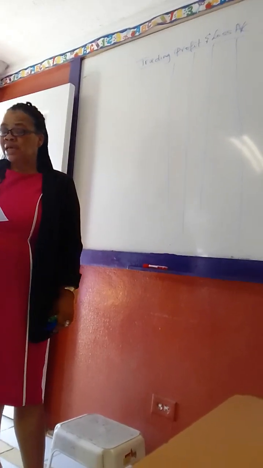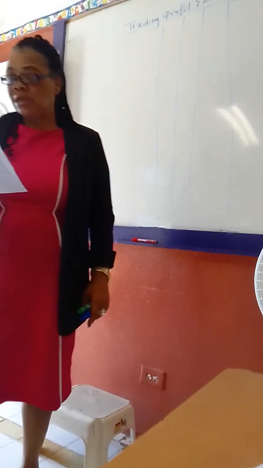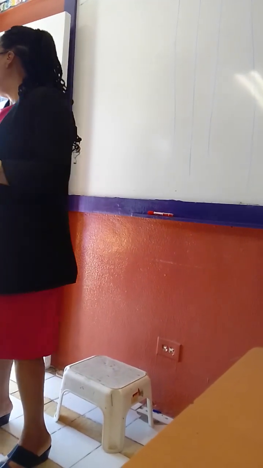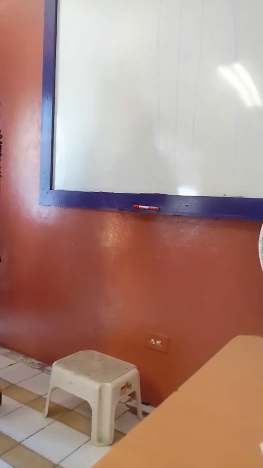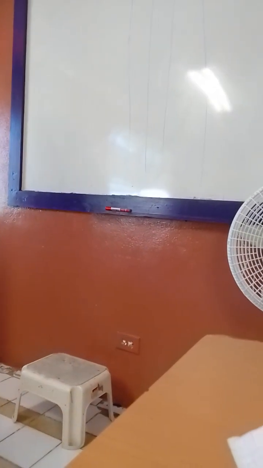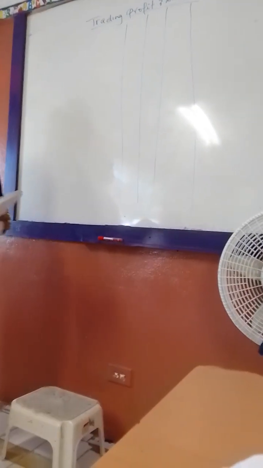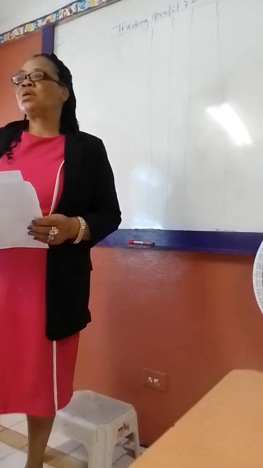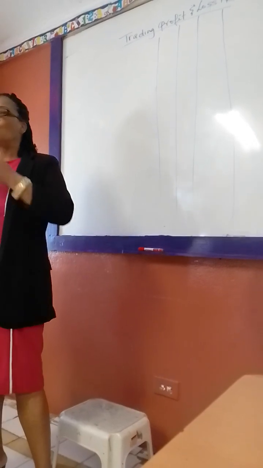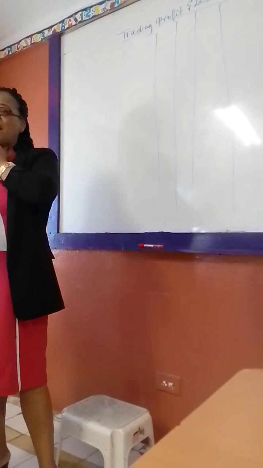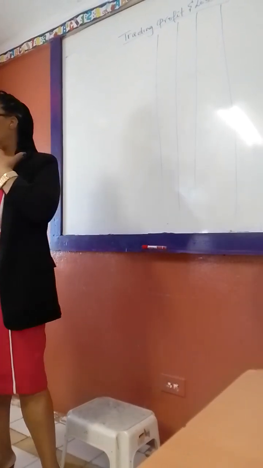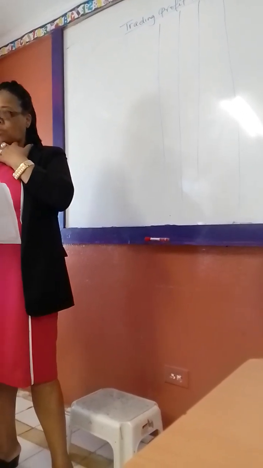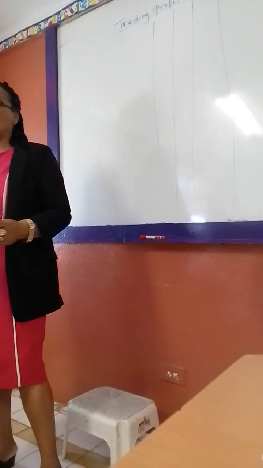Next one. It says depreciate fixtures by 10% on the reducing balance basis. Now this was something else that only one person stopped to ask me. Miss White, what does reducing balance basis mean? Some persons didn't ask a question. Could somebody in the class tell me what reducing balance basis means? Anybody?